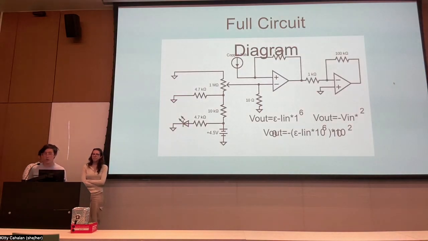This is the full circuit diagram, and looks like I've again been messed up by Canva. Combining the amplification of the transimpedance stage and the inverting amplification stage, we get that V out is equal to the equation on the bottom. And what's important to note is that epsilon is not amplified by the factor of 10 to the 6th, it's only amplified by the factor of 10 to the 2nd. And so that means that we're avoiding amplifying the error wherever we can.